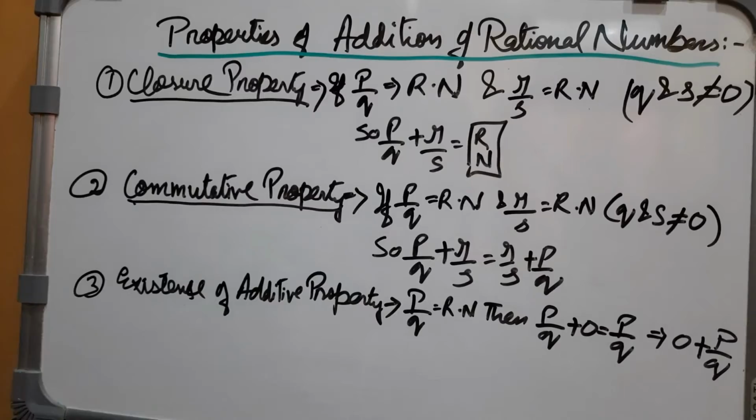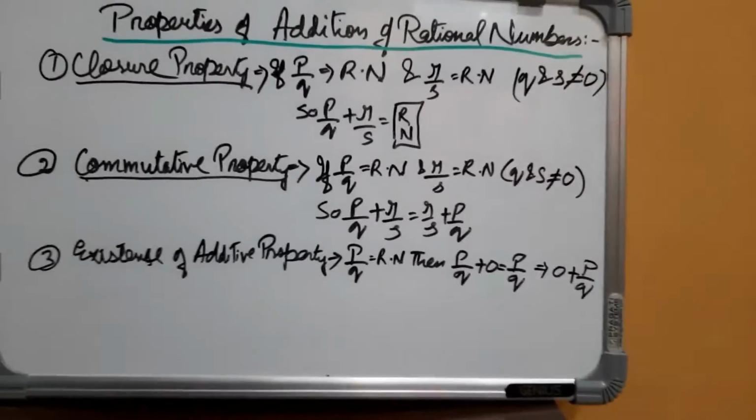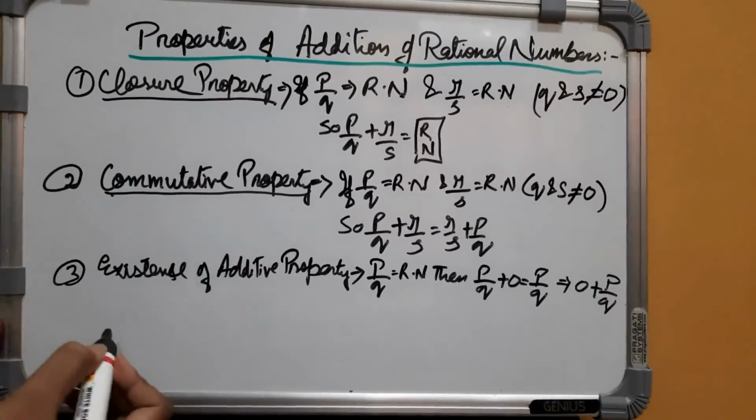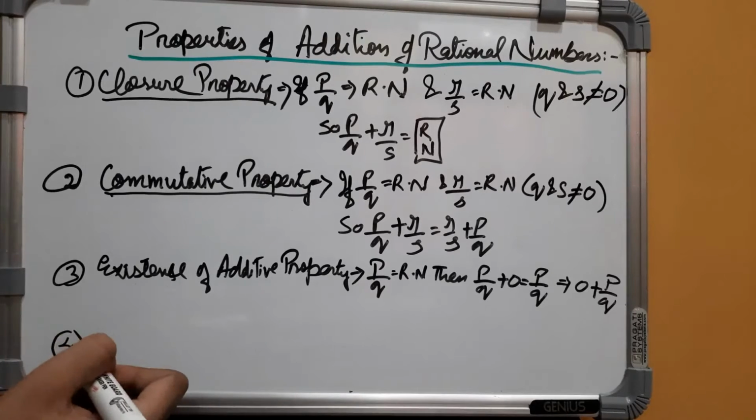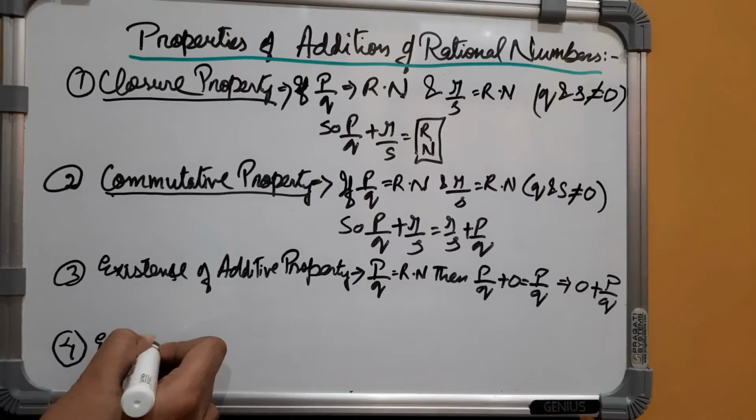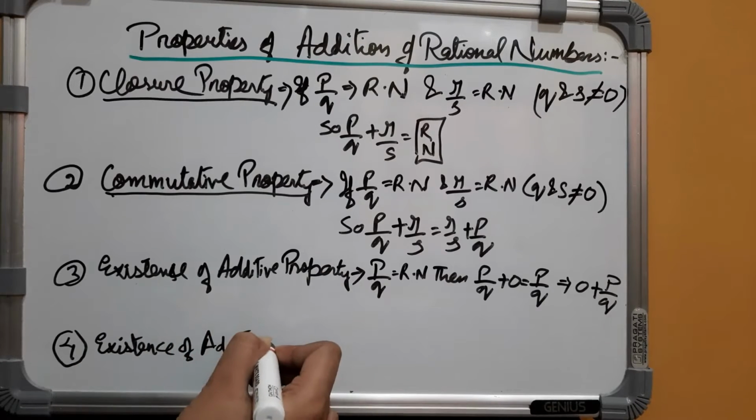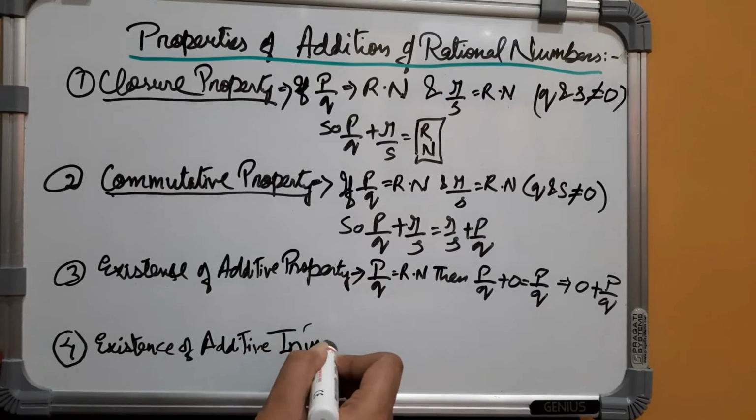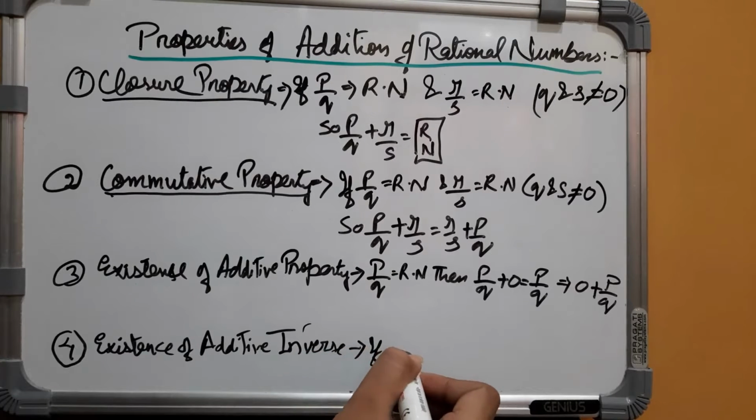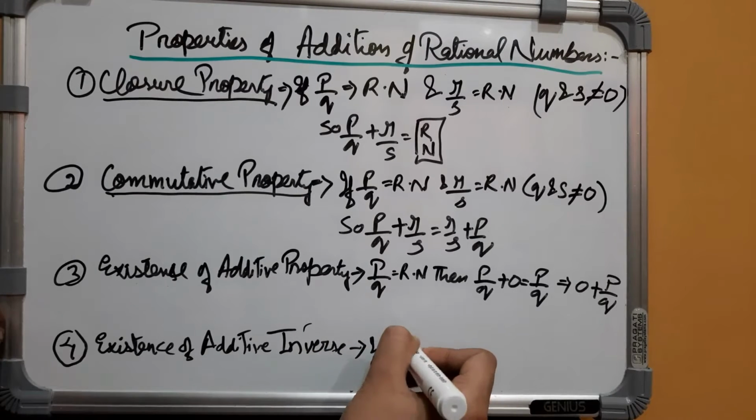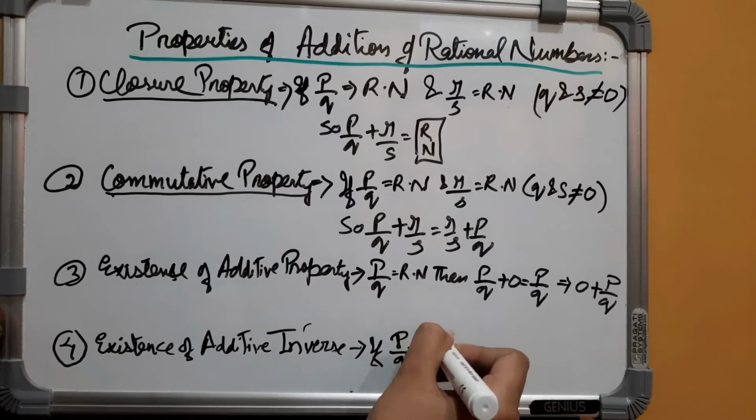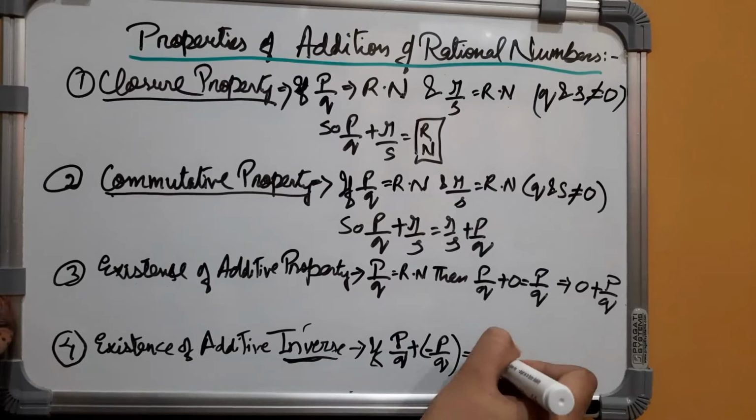Now the fourth property is existence of additive inverse. So additive inverse property states that if we are adding the inverse of a number, for example the fraction is p by q, so the inverse of it will be minus p by q. So if we are adding both of them, then the result will be 0.